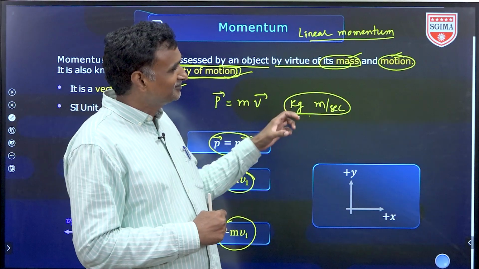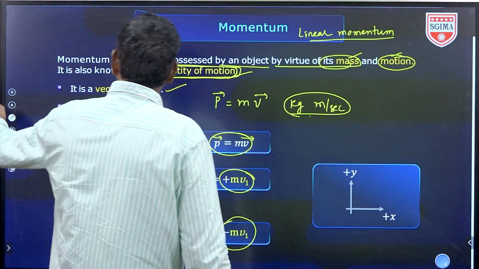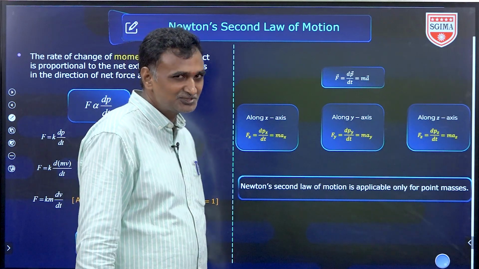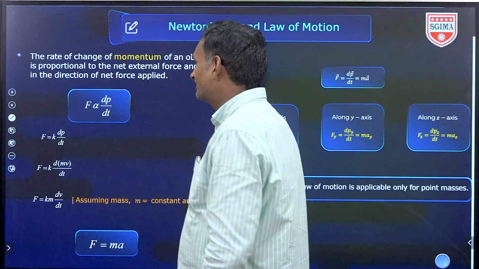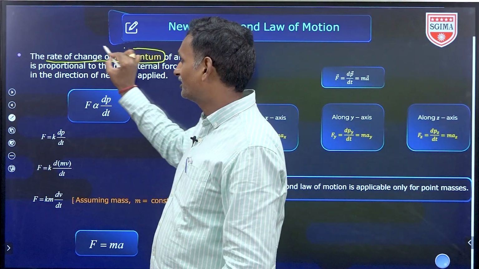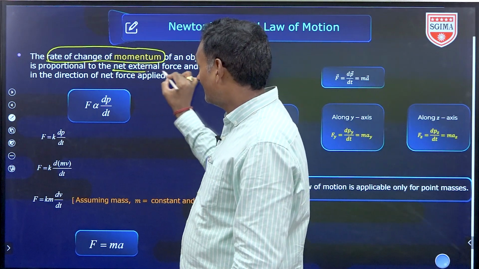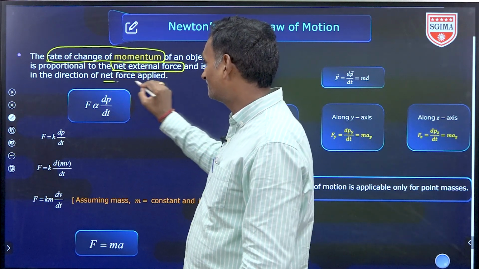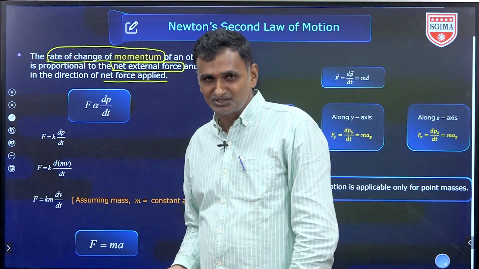Why do we introduce it here? Because it is necessary to define momentum to explain Newton's second law. So let us start moving into Newton's second law. Newton's second law is also called the law of momentum. What does it explain? The rate of change of momentum of an object is proportional to the net external force, and is in the direction of the net force applied.